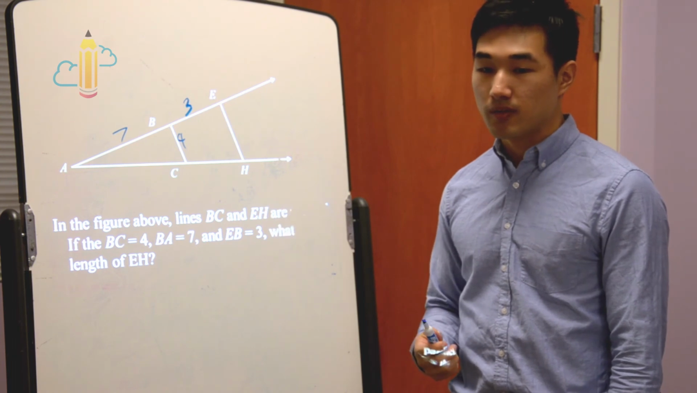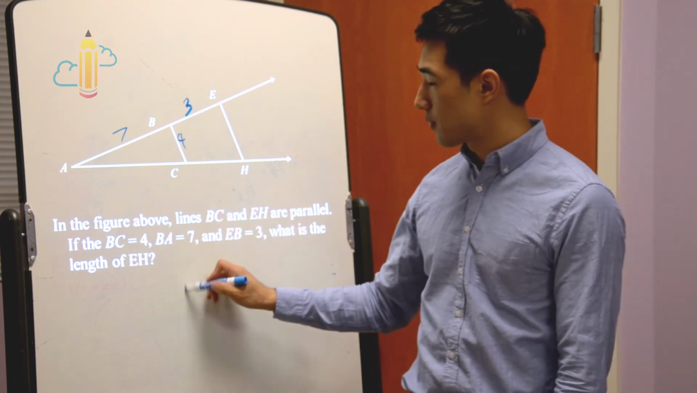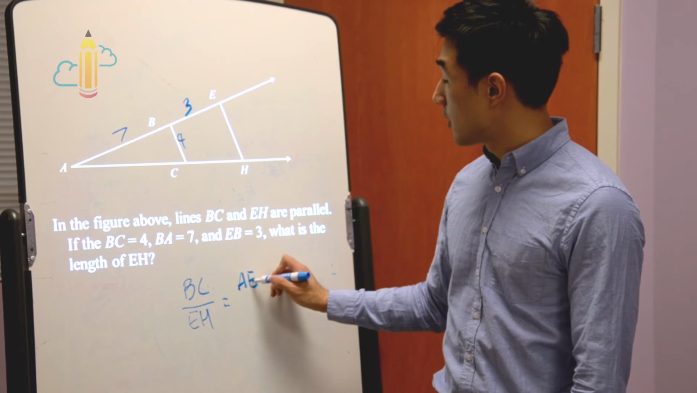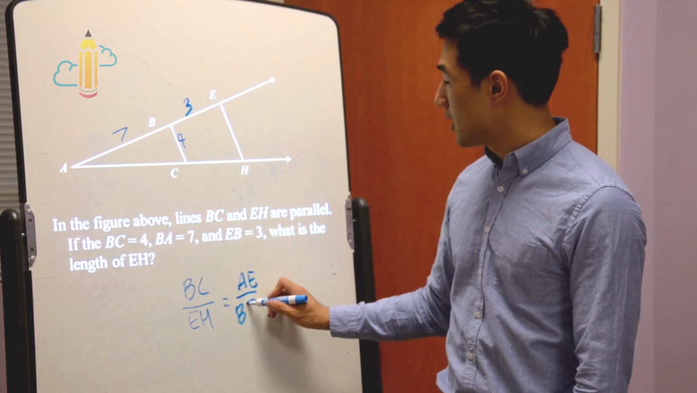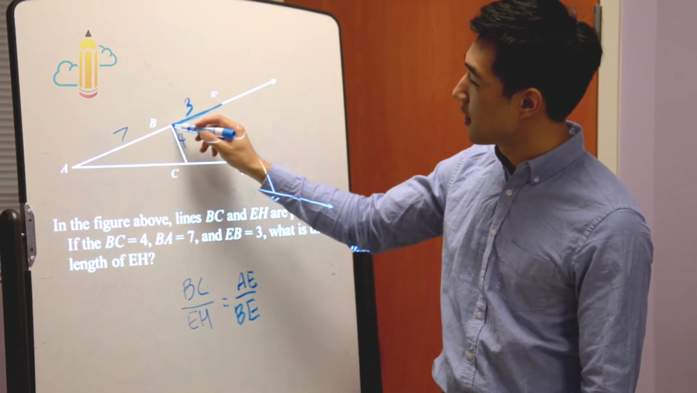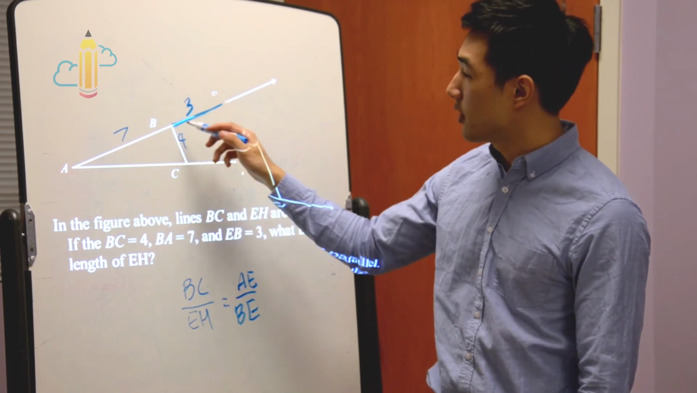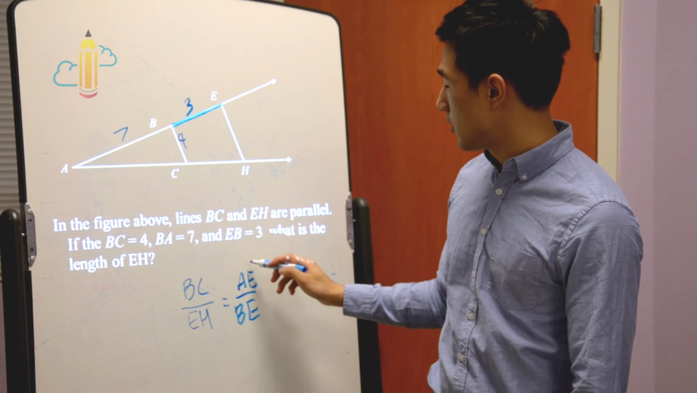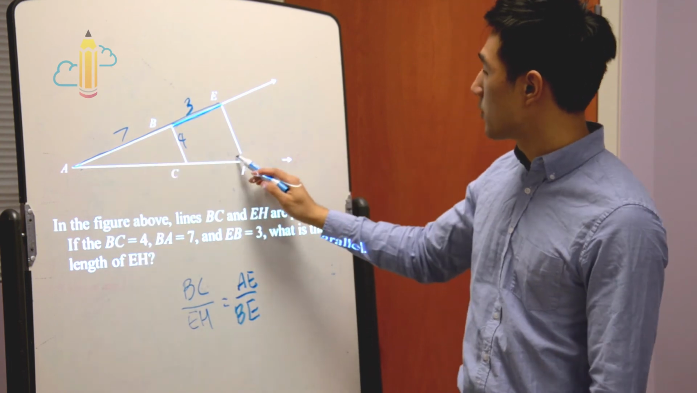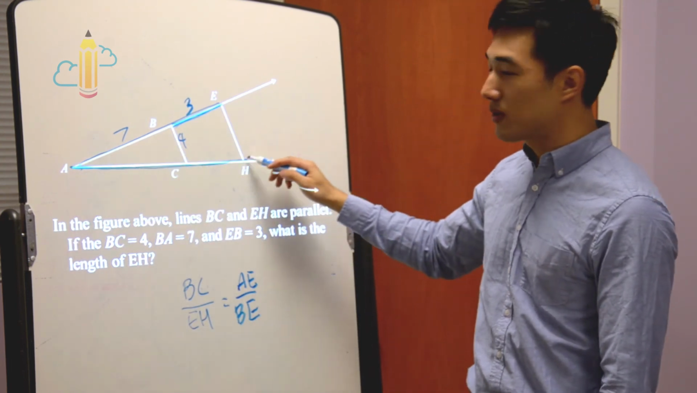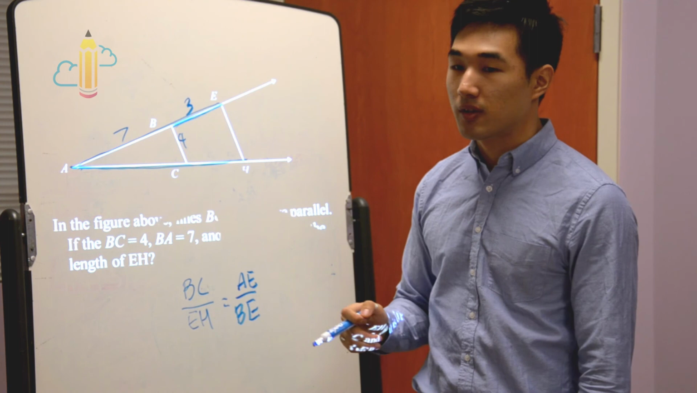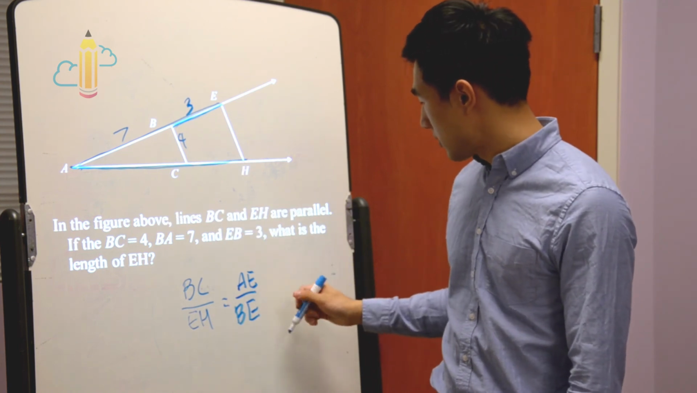Ratios. Which ratio do I set up? BC over EH is equal to AE over BE. BE? This thing here? What triangle is that part of? It's not actually a part of a triangle, right? So you said AE over AH. AH would be this one right here. So we looked at this one. What's the corresponding side on the smaller triangle? AB. Okay.